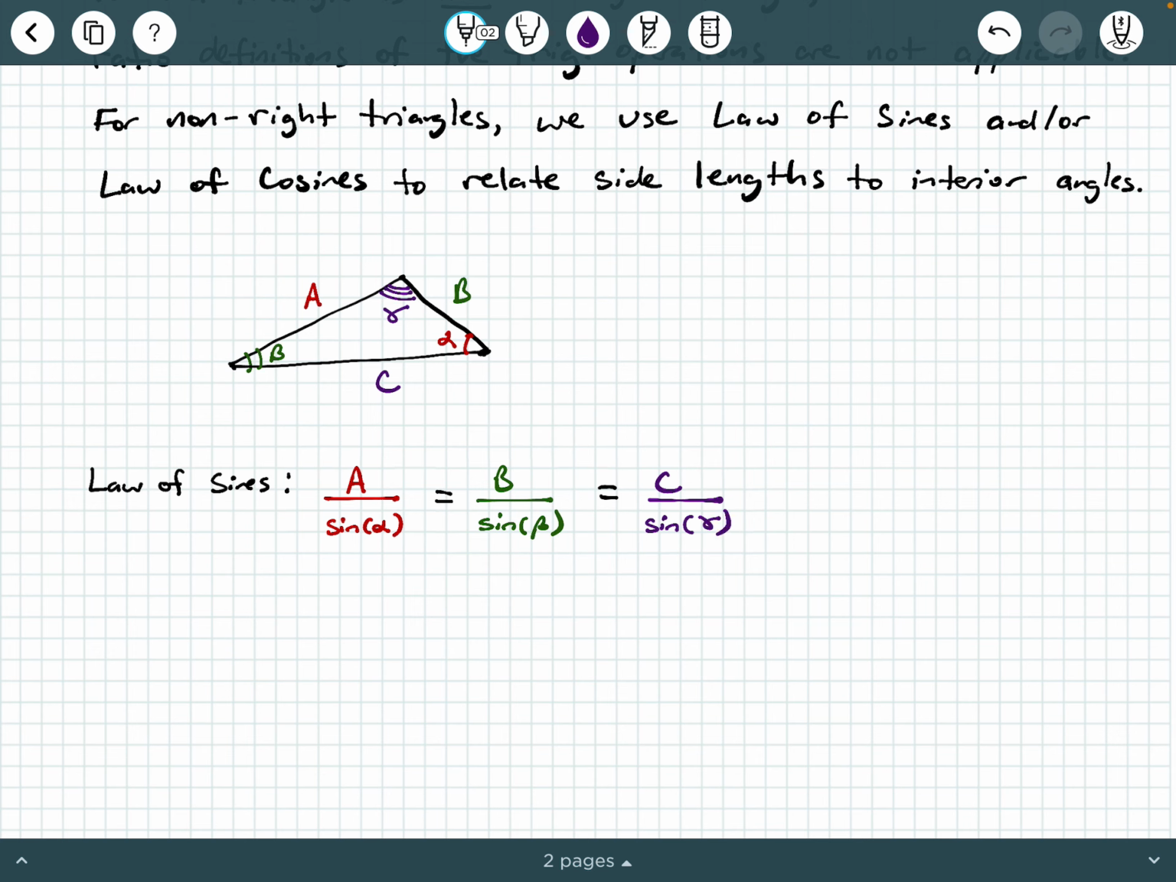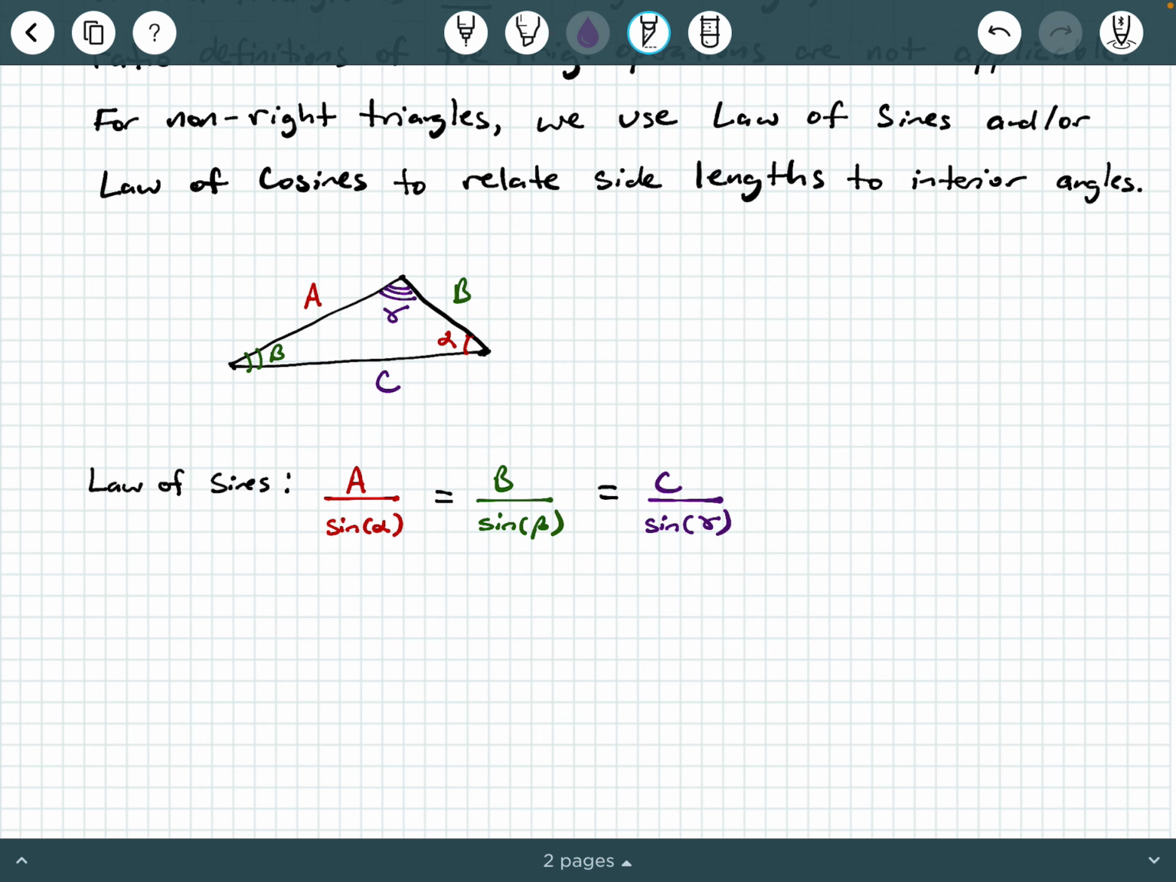So let's take a look at that, okay? We're saying side A divided by sine of alpha is equal to side B divided by sine of beta. Notice beta is the angle that's opposite of side B, and that's equal to the length of side C divided by the sine of its opposite angle, gamma, okay? And so this is our basic law of sines.